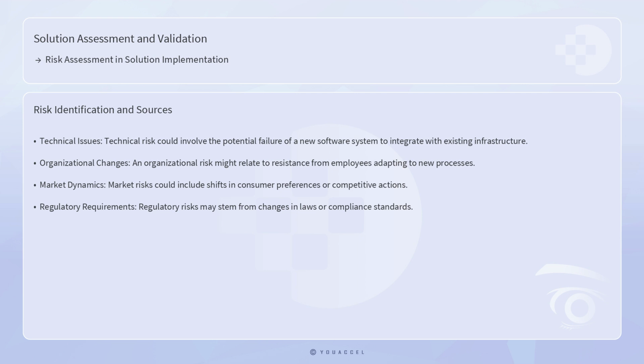Risk assessment begins with the identification of potential risks. Risks can arise from various sources, including technical issues, organizational changes, market dynamics, and regulatory requirements. For instance, a technical risk could involve the potential failure of a new software system to integrate with existing infrastructure, while an organizational risk might relate to resistance from employees adapting to new processes. Market risks could include shifts in consumer preferences or competitive actions, and regulatory risks may stem from changes in laws or compliance standards.